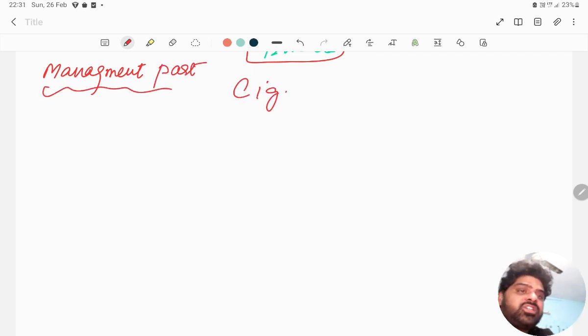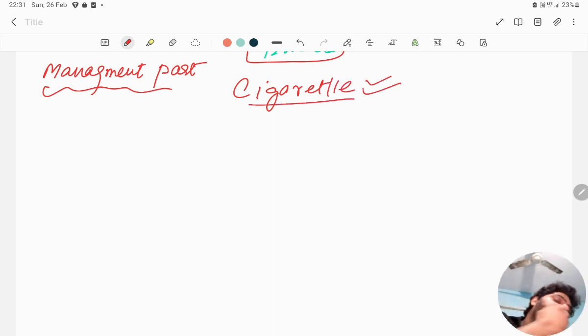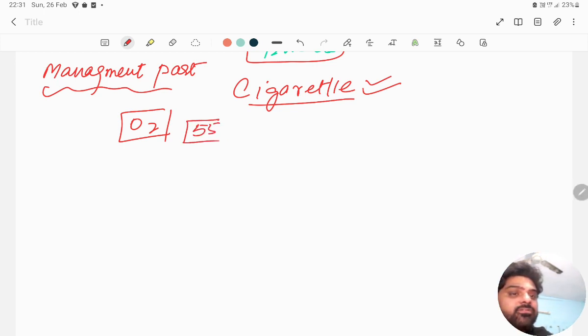Management part, the initial thing was cigarette, which I have told you in great detail. I think you must be understanding. Second is the role of oxygen. So first we'll understand when we have to give oxygen in a COPD patient. Always remember this 55.